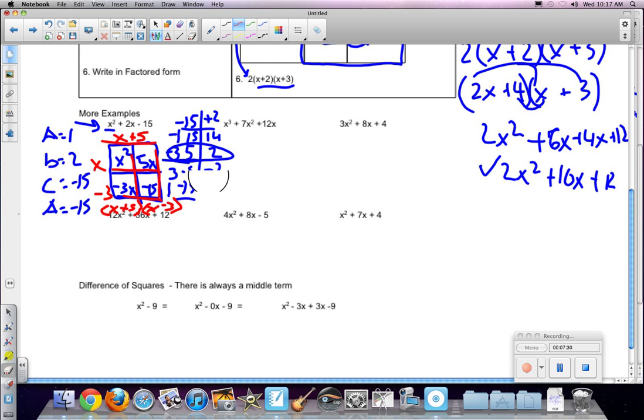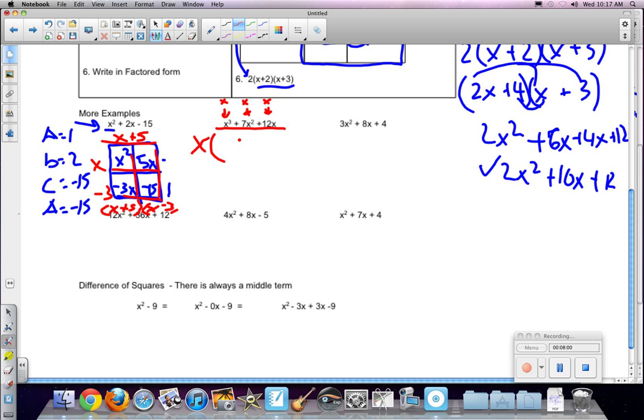Let's start with the top of our list. Here's another one. Are there any greatest common factors in this trinomial? Well, yeah, there's an x. See how there's x's in all of them? So I'm going to factor out an x, and I'm just going to write that off to the side.